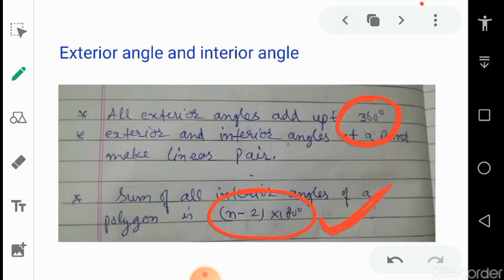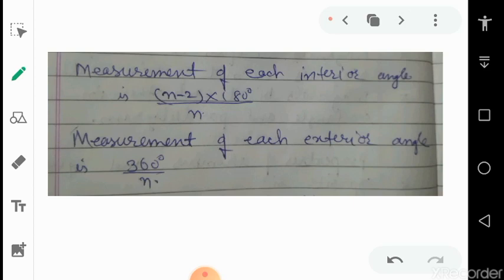Similarly, see again the previous slide. Here is the 360 degrees, that is the sum of exterior angles. So if we want to know the measurement of an exterior angle, we will divide 360 by n. Here n is the number of sides. If we are talking about exterior angles or interior angles, the n will be the same, that is the number of sides in a polygon. Means when we talk about a triangle, n is 3. We talk about a quadrilateral, n is 4. Pentagon, n is 5. Hexagon, n is 6. Alright.